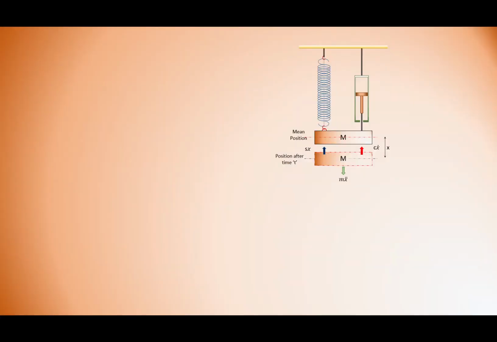This is a system for damped vibrations. You can see there is a spring here, with stiffness S. We use S as the symbol for the stiffness of the spring. Then this is the dashpot or the absorber, and you have the mass here. So basically you have three components for damped vibrations.